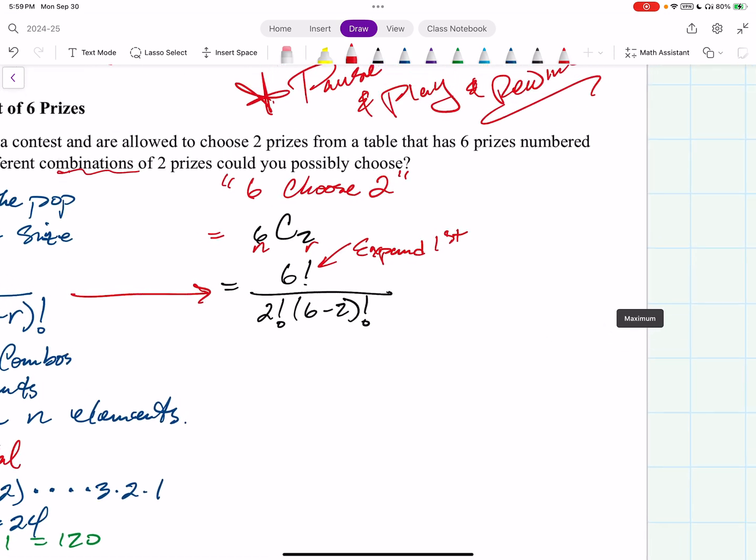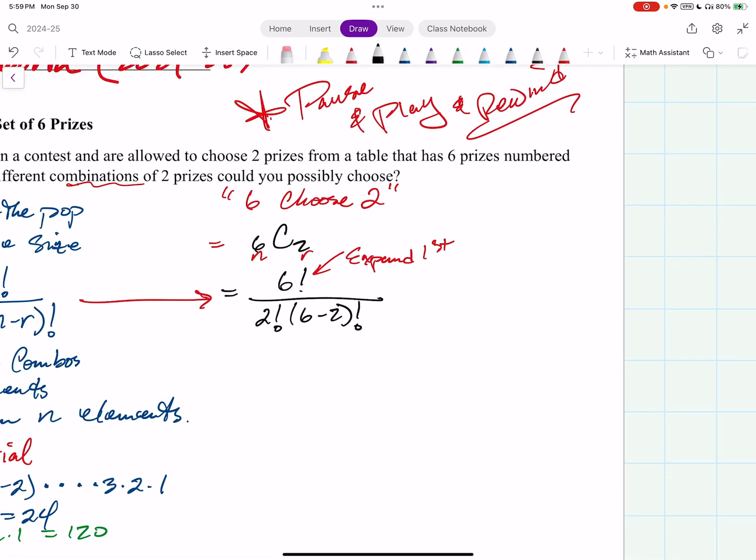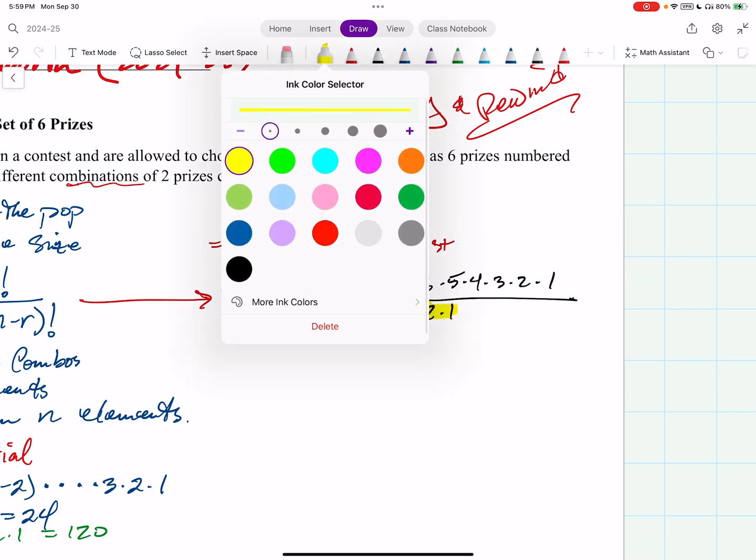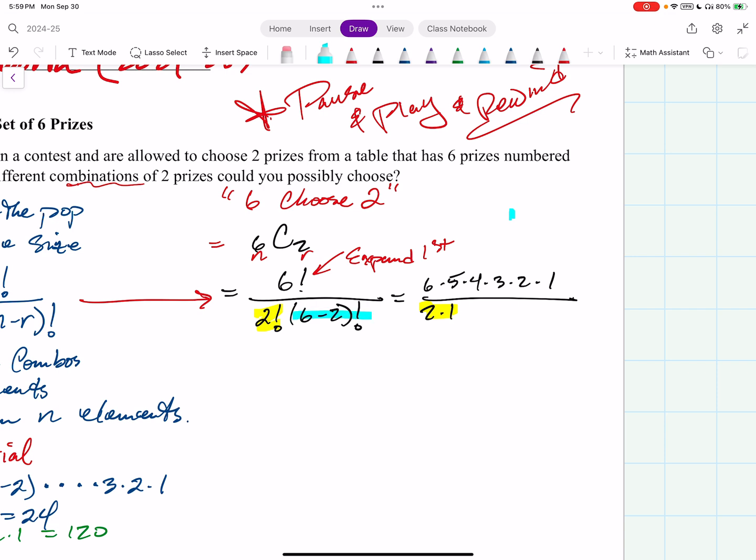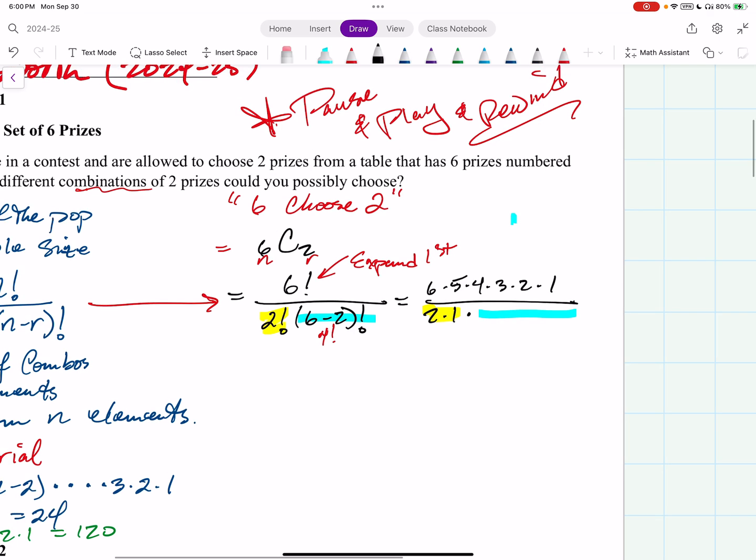Okay, so now let's focus in on this. What does 6 factorial mean? Well, it means 6 times 5 times 4 times 3 times 2 times 1 divided by 2 factorial. So let's handle this part first. Well, 2 factorial is simple. It's 2 times 1. Now, this right here, that 6 minus 2 factorial, well, guess what? That's 4 factorial. And what is that? Well, that's pretty straightforward too. So use dots for multiplication. That's 4 times 3 times 2 times 1.